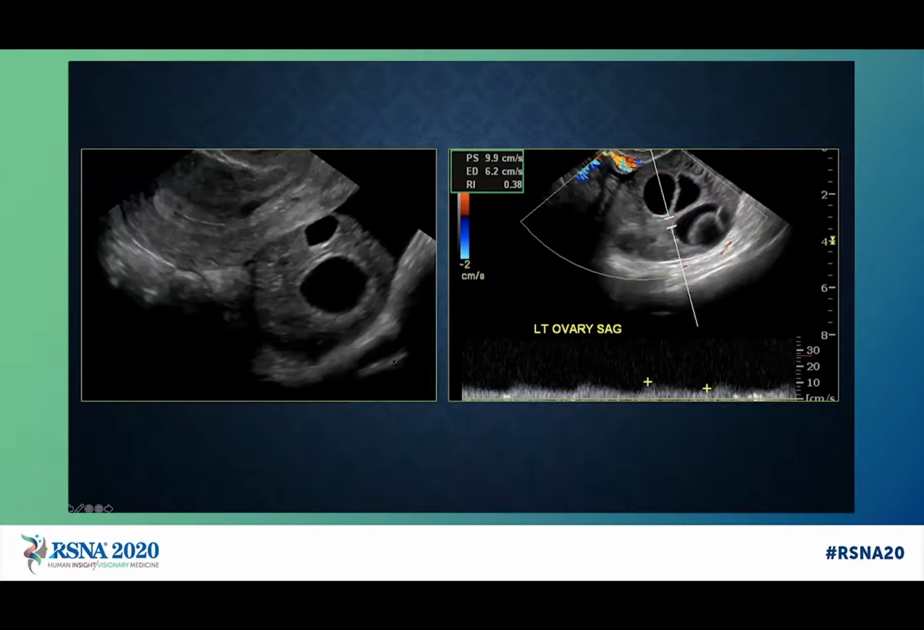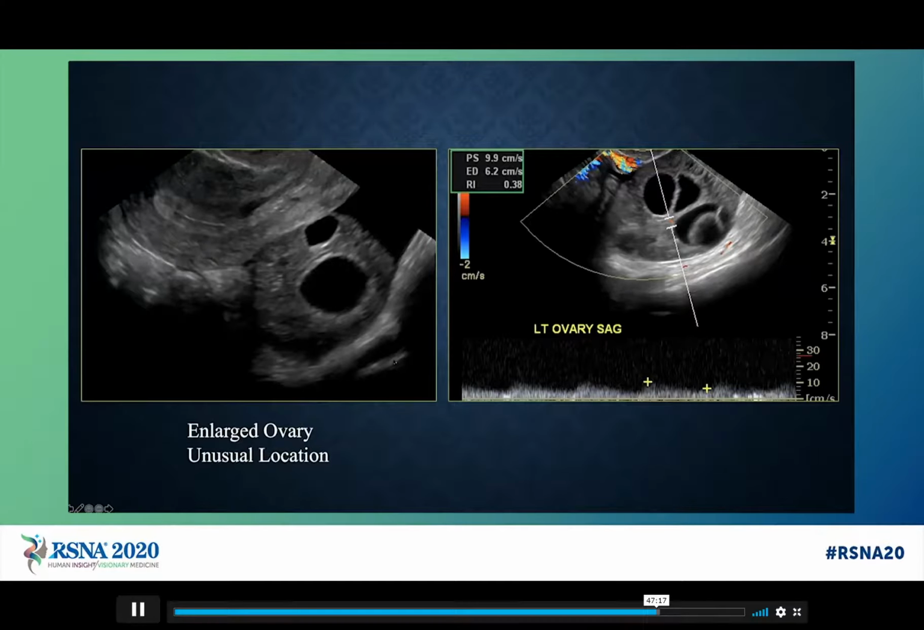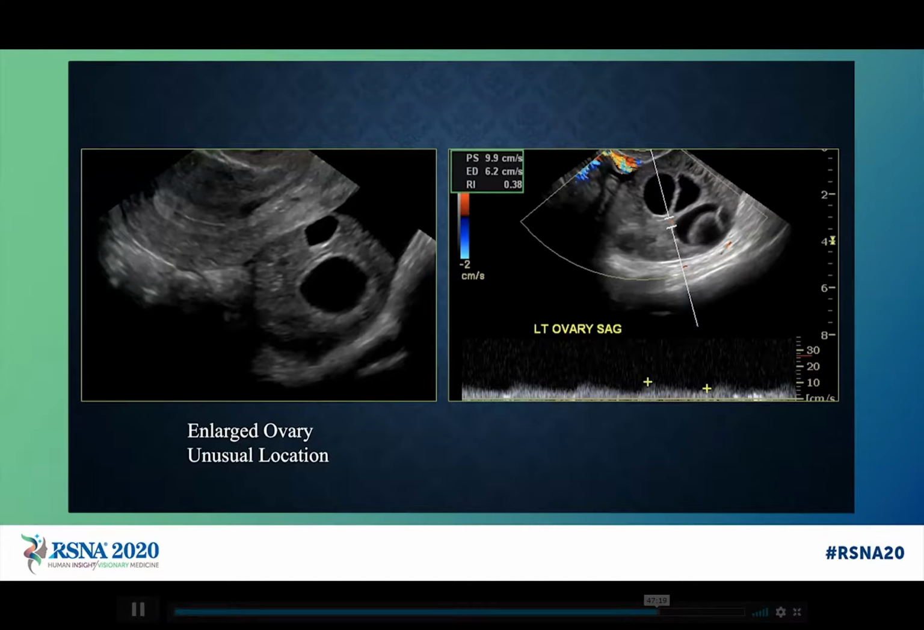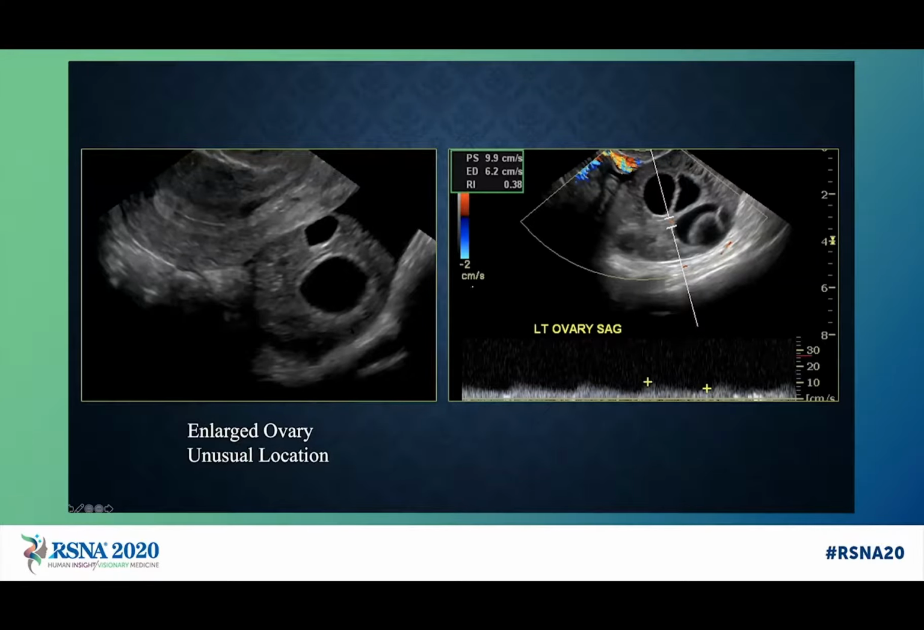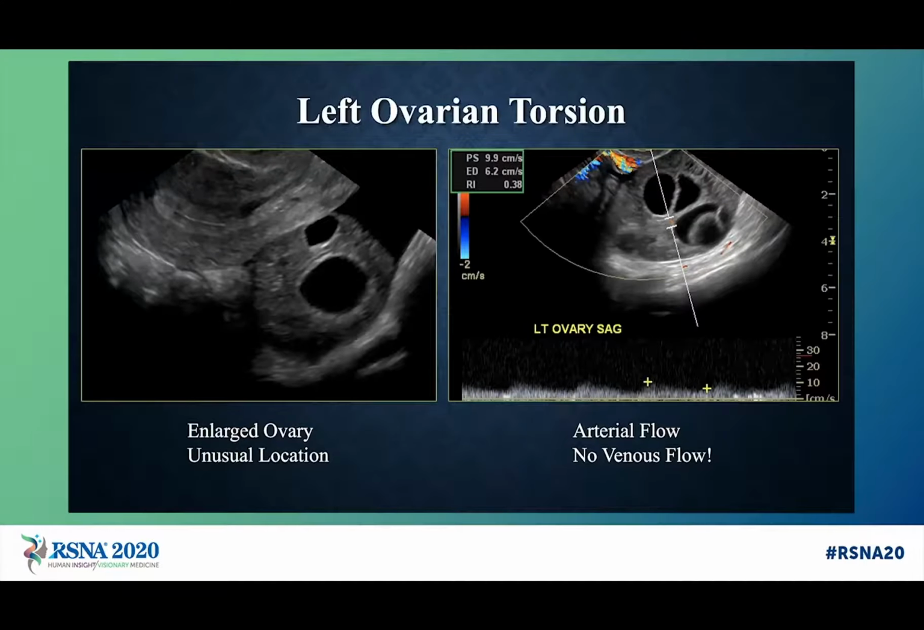Putting it all together, we notice that on the grayscale image, we have an enlarged ovary in an unusual location in the cul-de-sac. The Doppler evaluation demonstrates that there is arterial flow without venous flow, allowing us to make a diagnosis of left ovarian torsion.